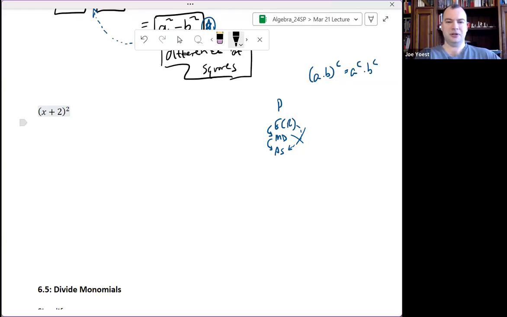Well, I can ask myself, okay, what is something squared? What does that really mean? It means the thing multiplied by itself. Okay. So x plus 2 squared really just means x plus 2 times x plus 2. And I know how to multiply binomial times binomial. I can use the distributive property, I can FOIL. In this case, I'll FOIL.